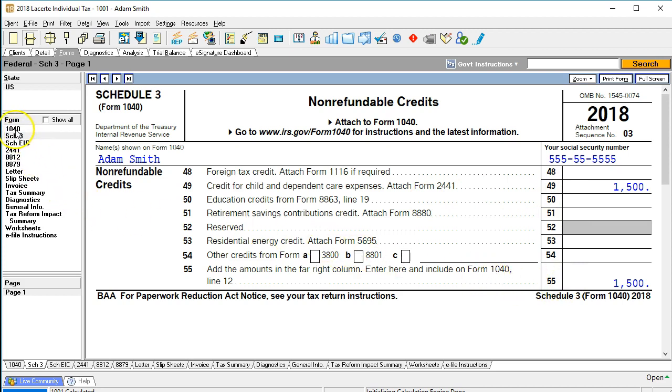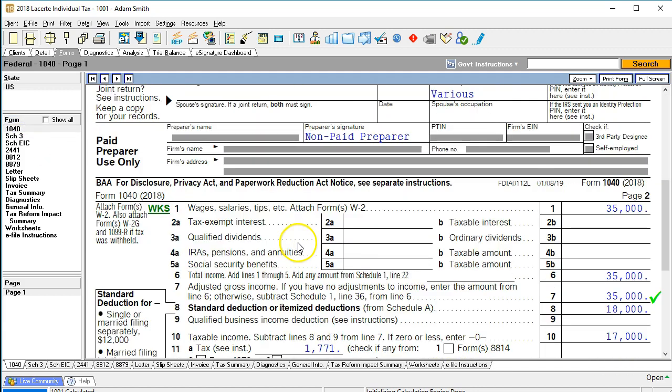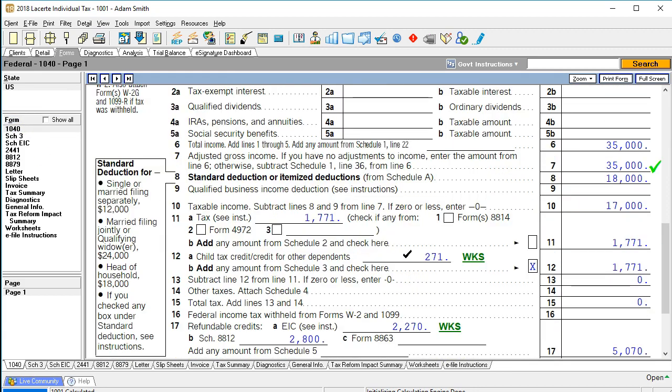So if we go to the 1040 and we go down to line 12, it's a little bit confusing because it does include that amount, but it also includes this amount for the child tax credit. So you'll note that we have the 271, and then the total here is the 1,771. Well, where does that come from? Add any amount from Schedule 3, and check here. So it's this amount plus the amount from the Schedule 3.